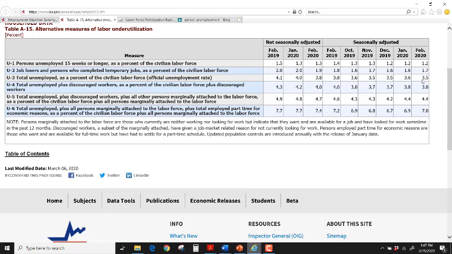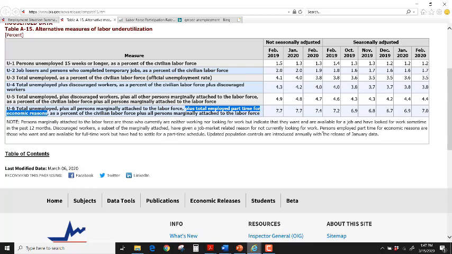The unemployment rate only goes from 3.5 to 3.8. Not that big of an increase. If we add all the marginally attached, it just does go up to 4.4%. And then finally we have U6, which is the total unemployed plus all the marginally attached, so what we were capturing in U5, plus the total employed part-time for economic reasons, PTER.